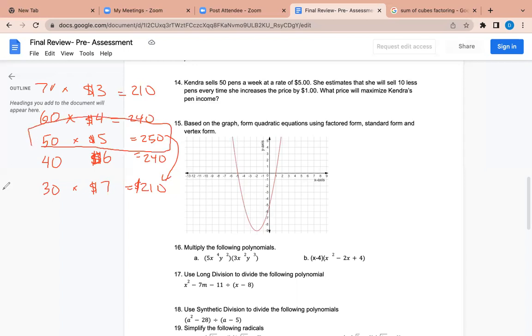Okay, you want to sell it for $5 because we're going to bring in the most revenue out of the 5 scenarios that we calculated. And remember, keep in mind, it's kind of like a parabola, right? There's the height, and then it starts to go lower and lower on each side.